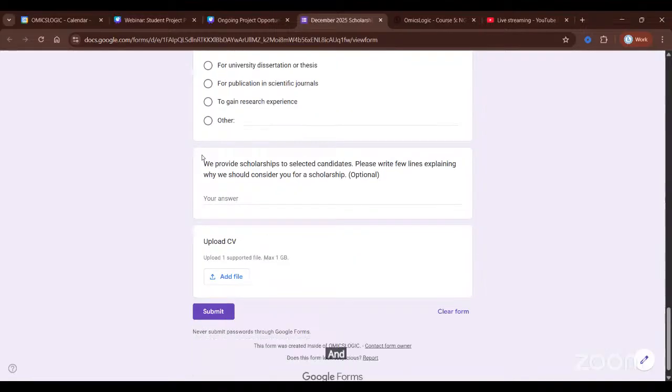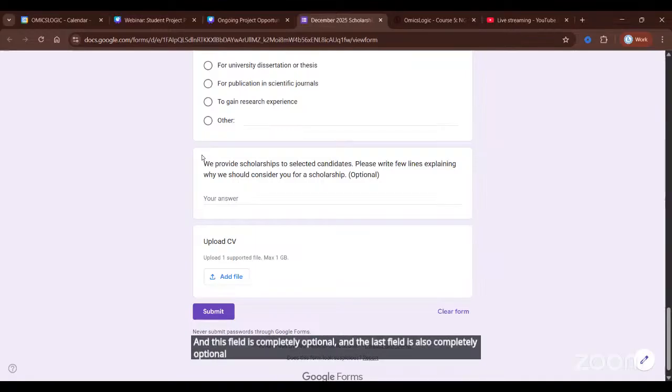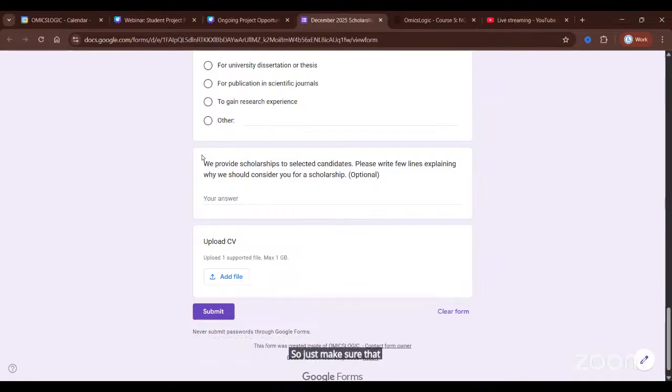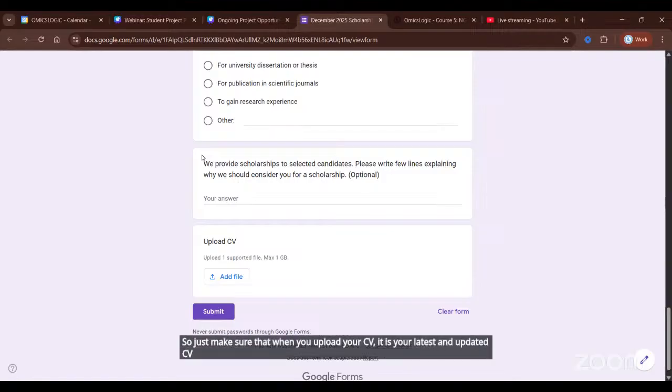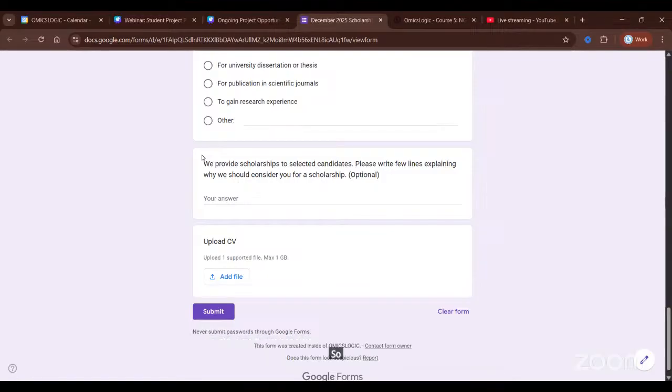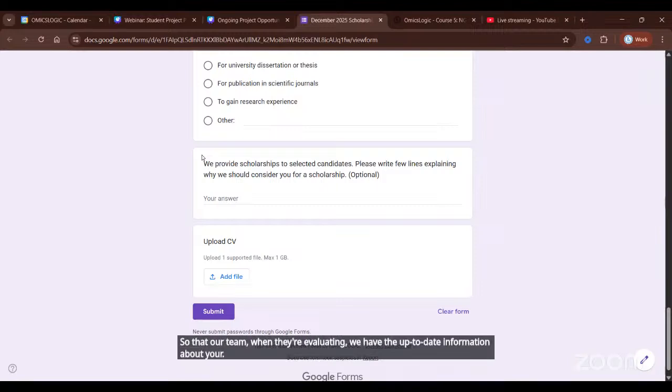And finally, please write a few lines about why we should consider you for the scholarship. This field is completely optional, and the last field is also completely optional, to upload a CV. So just make sure that when you upload your CV, it is your latest and updated CV with the correct details, so that when our team is evaluating, we have up-to-date information about your background as well.